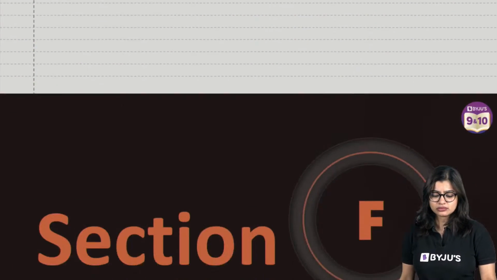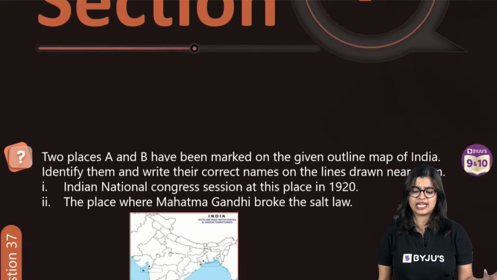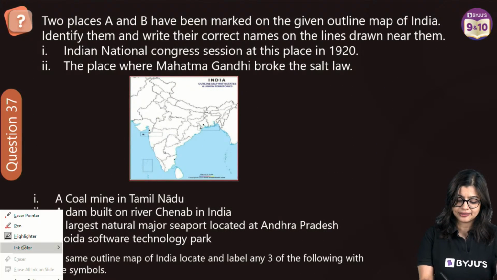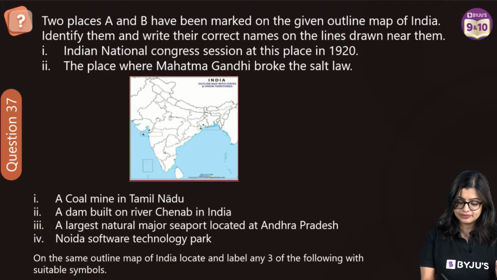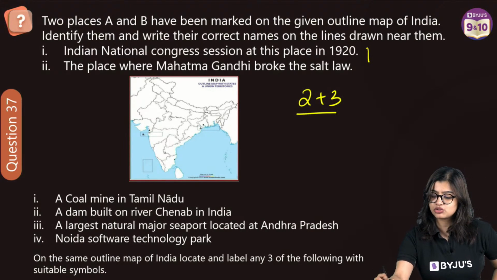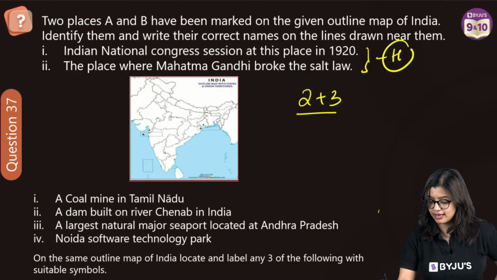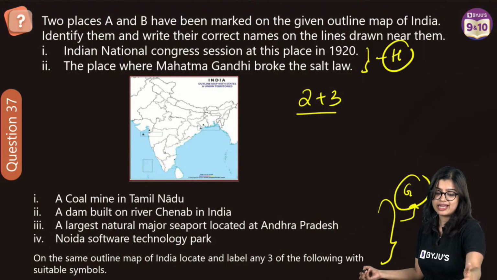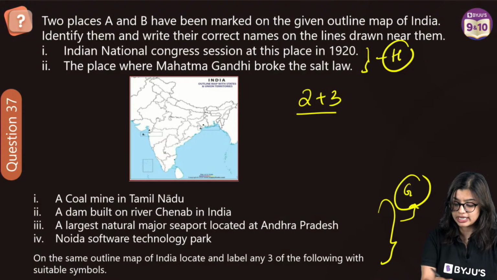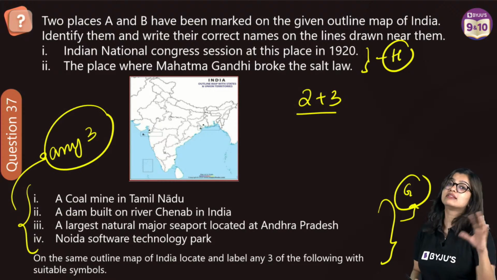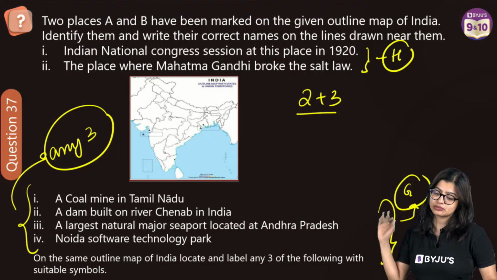Last section, section F, which is your map work. 5 marks you will get. Now, how will this happen? Here it is going to be 2 plus 3. That means 2 marks from history and 3 marks from geography. Here they have given you 4, out of which you need to label any 3. You need to label any 3 out of the 4.